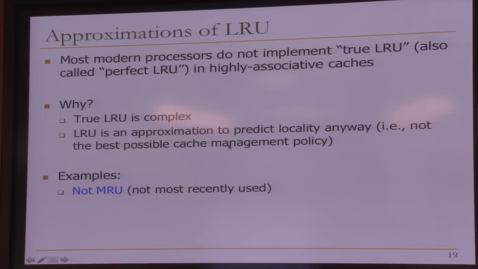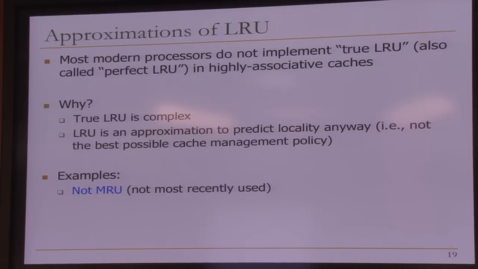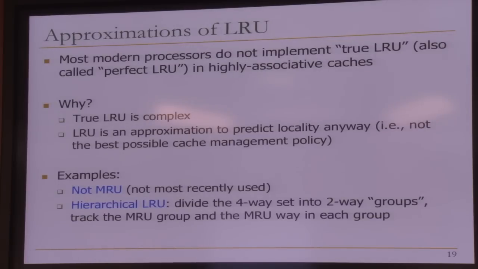So we'll take a look at several examples. Not most recently used, we've talked about, right? In that case, you basically need to store 2 bits, just the way that's most recently used. It's really log 2 n bits for an n-way associative cache. Hierarchical LRU is another popular policy. I'll go through these relatively quickly, actually.